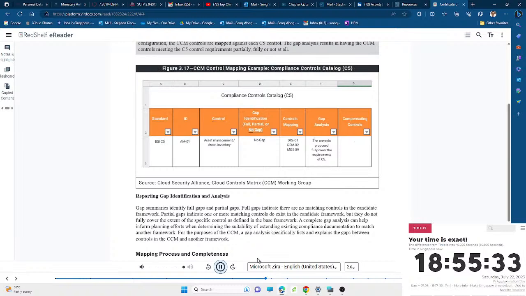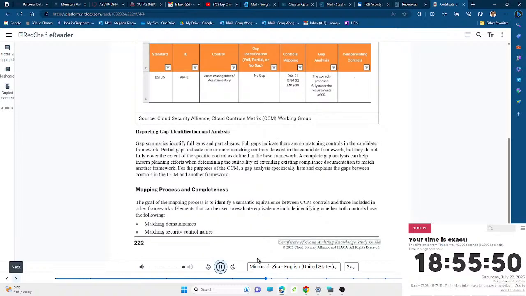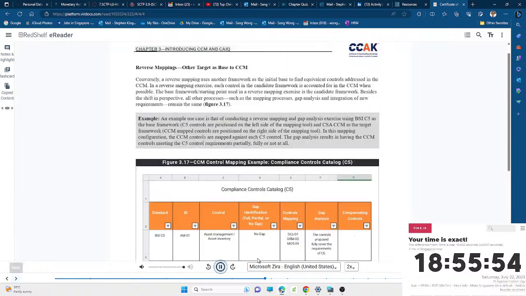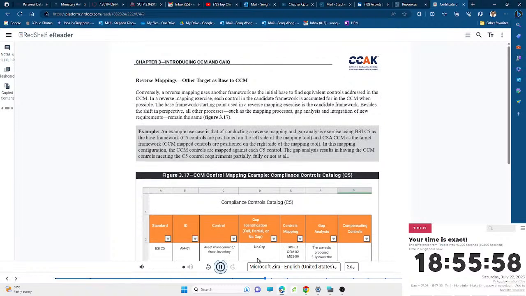Figure 3.17 CCM control mapping example, compliance controls catalog, C5, BSI C5 AM01 standard ID control gap identification, full, partial, or no gap, controls mapping gap analysis compensating controls asset management / asset inventory no gap DCS01 GRM02 MOS 09. The controls proposed fully cover the requirements of C5. Compliance Controls Catalog, C5, 1 of CDEGF23 Source, Cloud Security Alliance, Cloud Controls Matrix, CCM, Working Group 222 Certificate of Cloud Auditing Knowledge Study Guide Copyright 2021 Cloud Security Alliance and CCAK. All rights reserved. Chapter 3 Introducing CCM and CAIQ. Image with the following description, image for page with label 222.